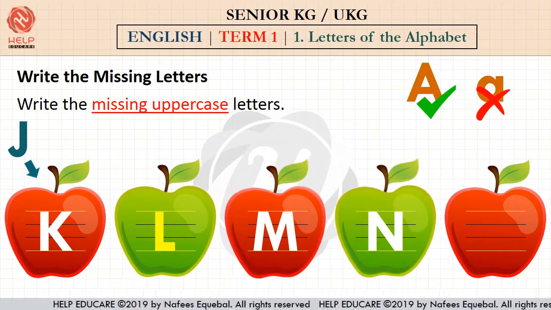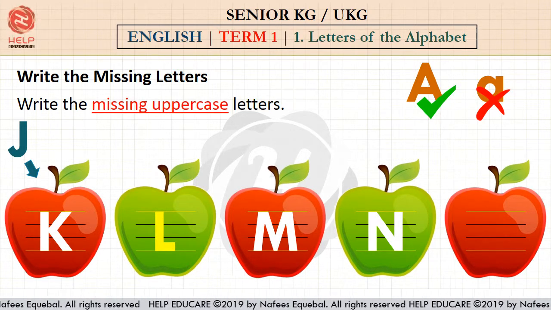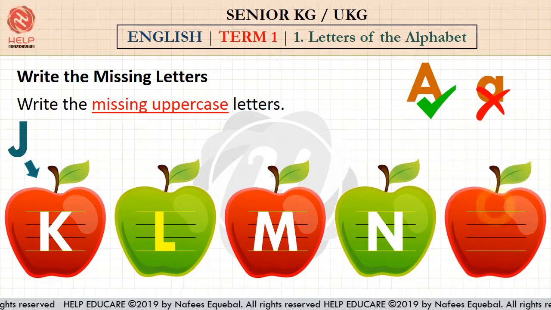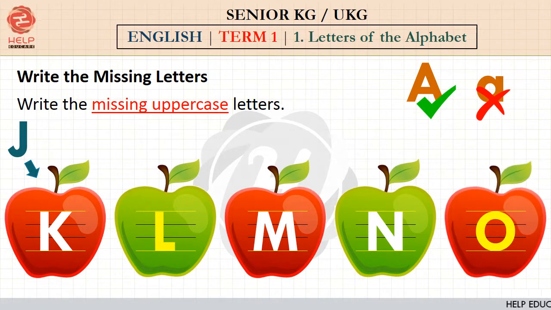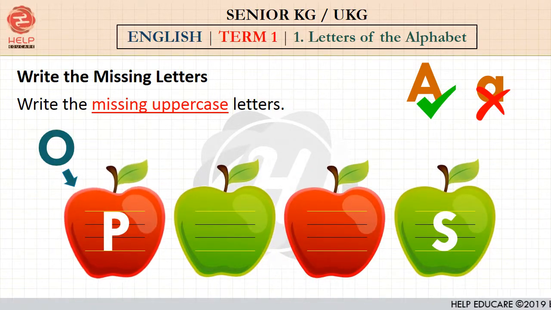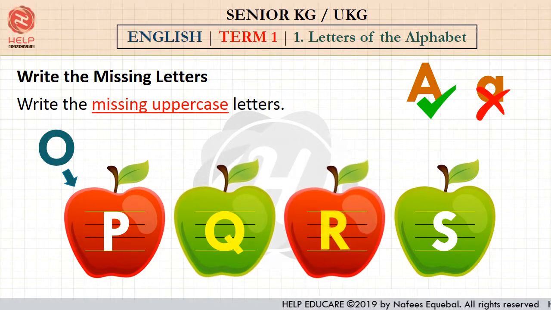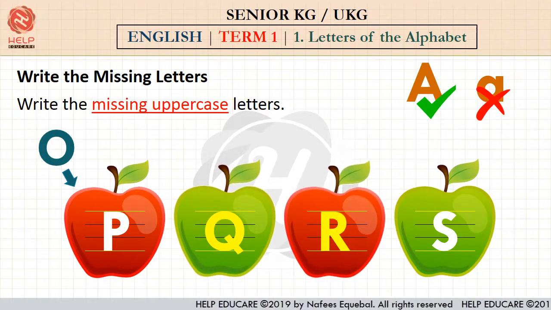M and N come after L, which are already there on the apples. But what comes after N? Yes, O comes after N. Put letter O on the red apple. P comes after O, which is already on the red apple. Q comes after P, and R comes after Q. So, put the letter Q on the green apple, and R on the red apple.